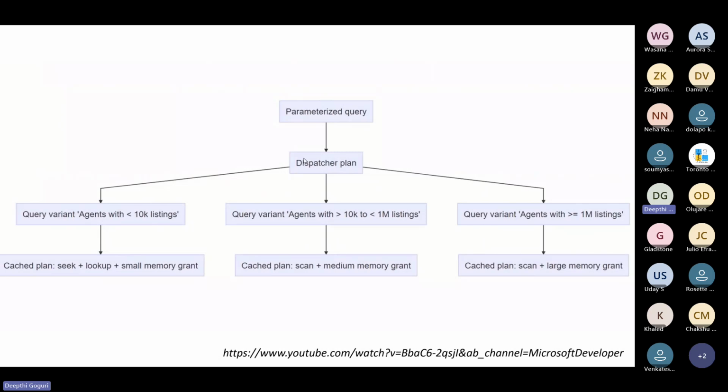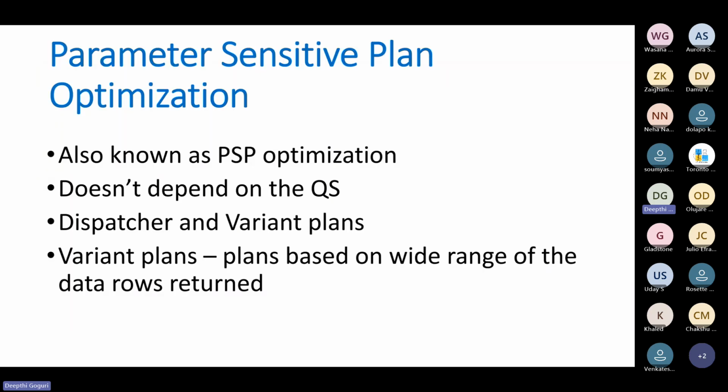So, the dispatcher plan is where the logic is stored, and the variant plan is nothing but the query plan itself, like the execution plan itself.